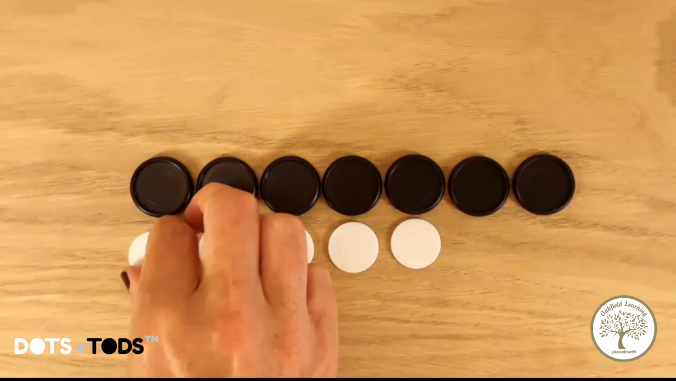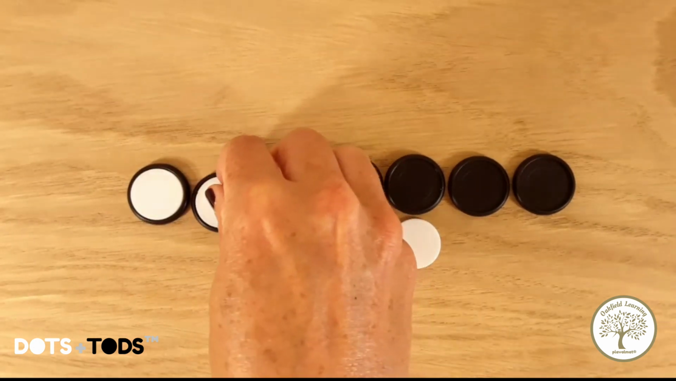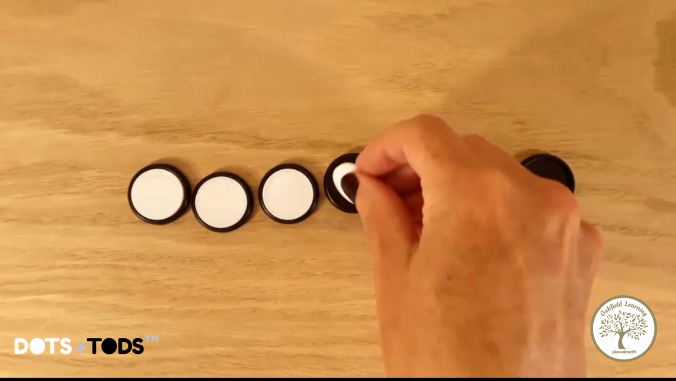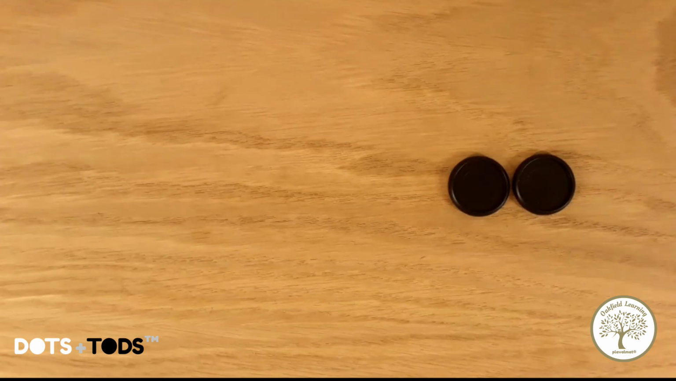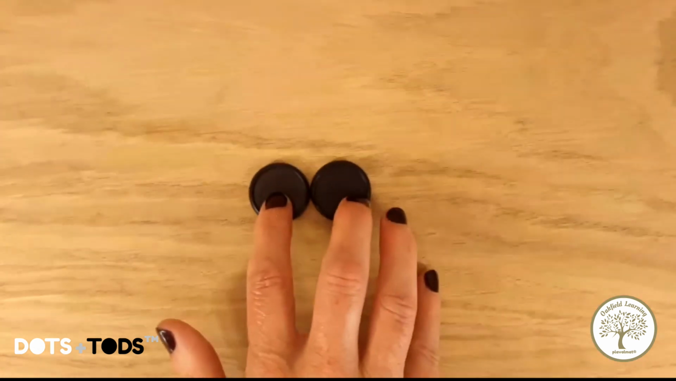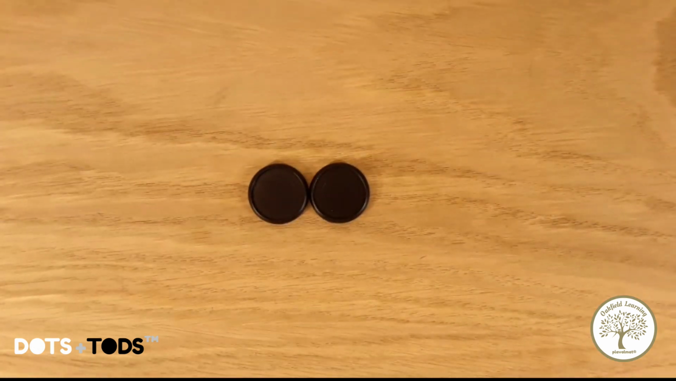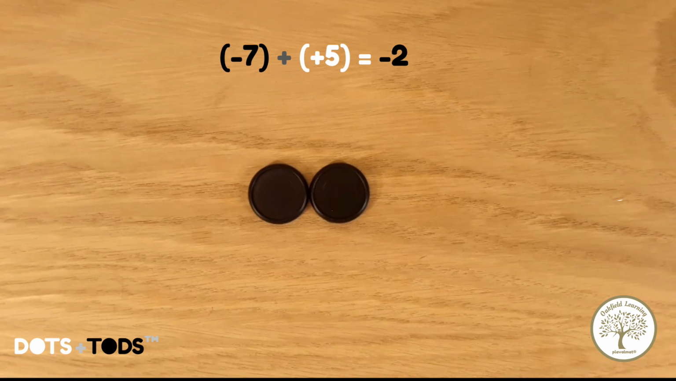We're able to make 5 sets of 0 pairs. When we remove these from the group, we can see that we're left with 2 black -1 tod counters with a value of -2. So -7 add +5 is equal to -2.